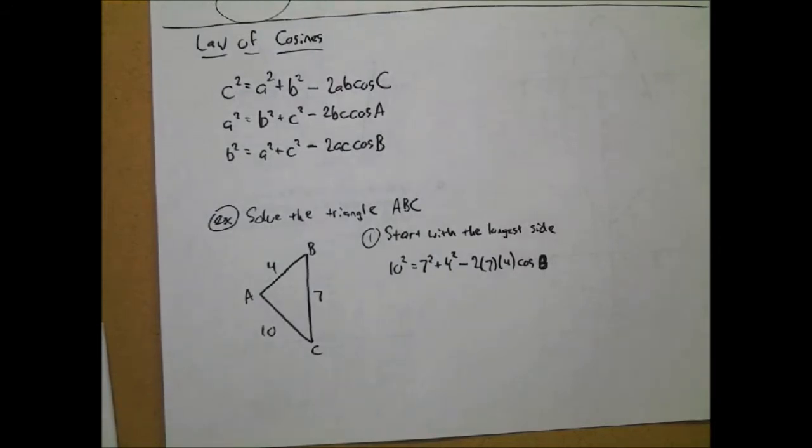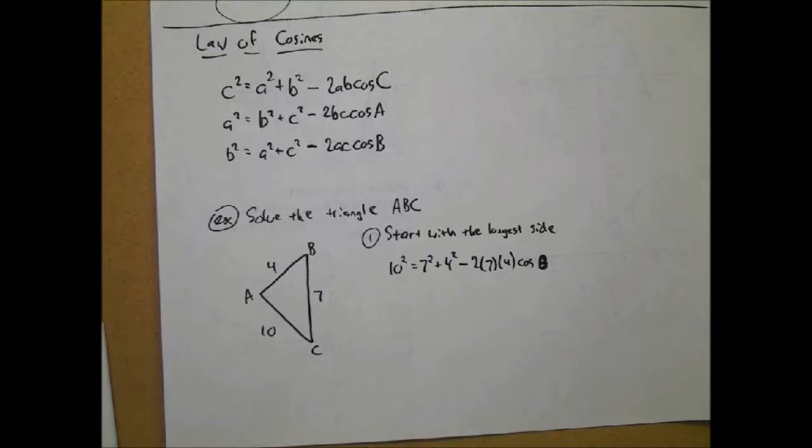In this scenario, you could really solve for any of the angles first, but I would recommend that you always start with the longest side. This will help us avoid any ambiguous case situations. Now, believe it or not, this is tricky for students to solve. It's just 100 equals 49 plus 16 minus 56 plus 90. That's right, but there are some errors here.